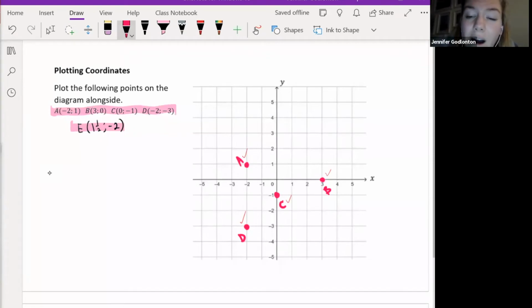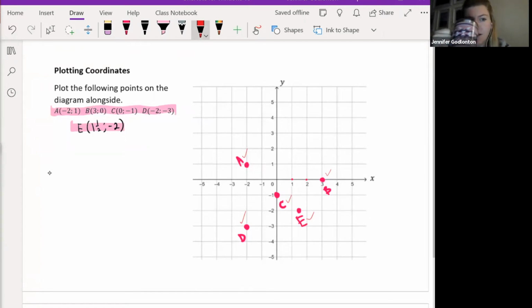So it's 1.5. So here's 1 and here's 2, which means I have to go in between them. So 1.5 is in between them. And then my Y value is -2. So I'm going to have a dot that's in between 1 and 2, and I'm going to call that E. How did this one go? What are we getting out of 5? 1, 2, 3, 4, or 5 out of 5? Who landed up getting E right?